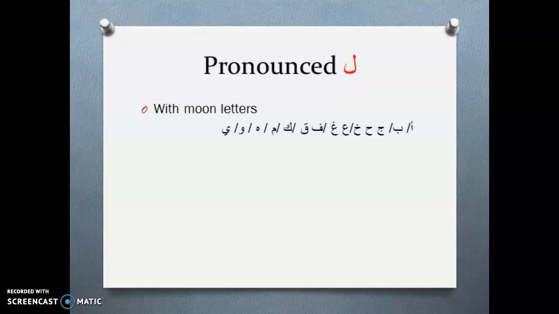These are the moon letters that make lam pronounced. And you can see that they are friends: Jim, Ha, Kha, or couples. Ain, Ghain, Fe, Qaf, Kaf, Mim. You don't have to memorize the moon letters and the sun letters. Just choose the easier group for you, either moon letters or sun letters. Memorize one group only, and the rest of the letters are the different ones.